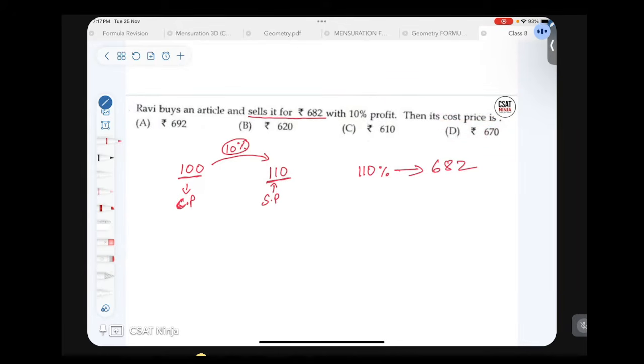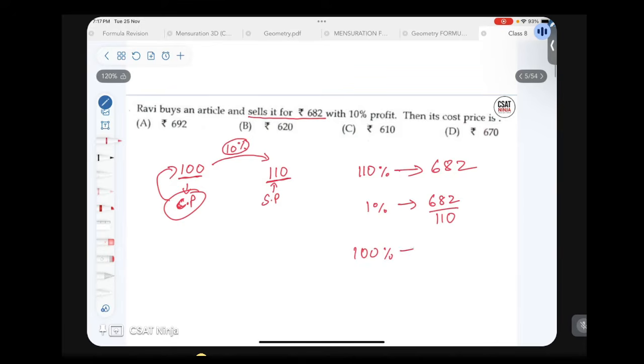So what I'll do is I'll find 1% here. 1% will be how much? 682 divided by 110. And the cost price means this one, which is 100. So I'll just find for 100%. So 100% is 682 divided by 110 into 100. So the 0 will get cancelled with each other. 11 6s are 66, 11 2s are 22. That means 620 is our answer here. So which is option number B here.